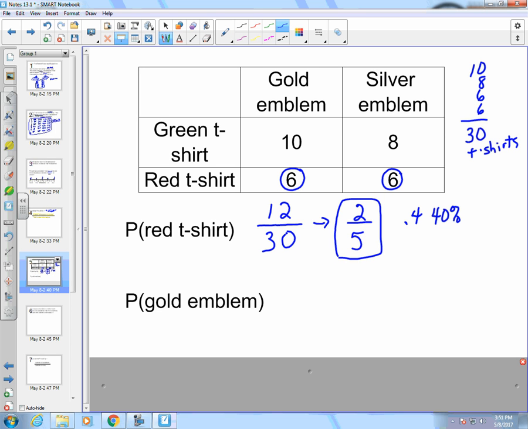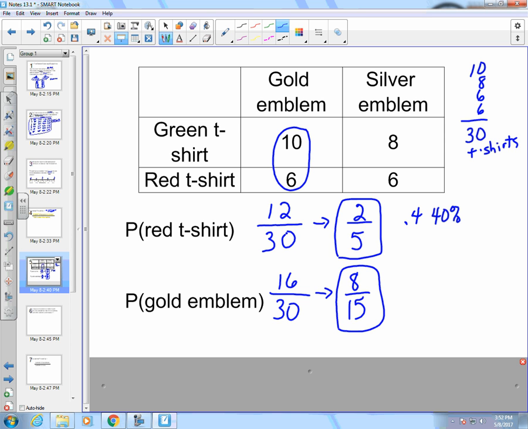Let's also find the probability of a gold emblem. Well, the gold emblem, there are 10 of them that are green and 6 that are red. So it's actually 16 out of the 30 possible shirts. And once again, divide the numerator and the denominator by the common factor, the biggest one, which in this case is a 2. So I have 8/15. And we'll leave that nice fraction there because I think that decimal is kind of a wicked decimal. So we'll have 8/15 as our probability.